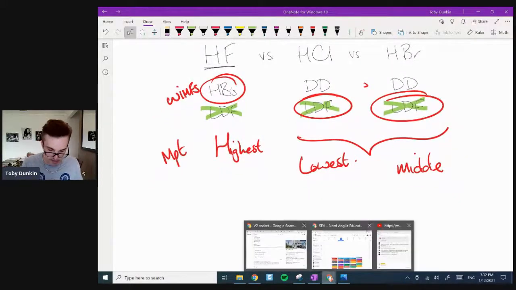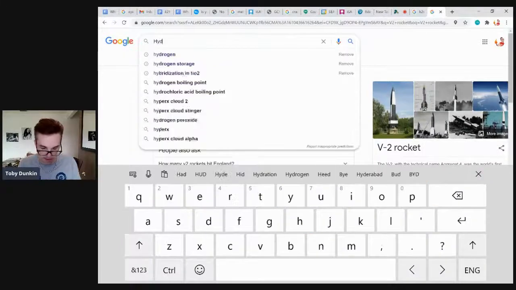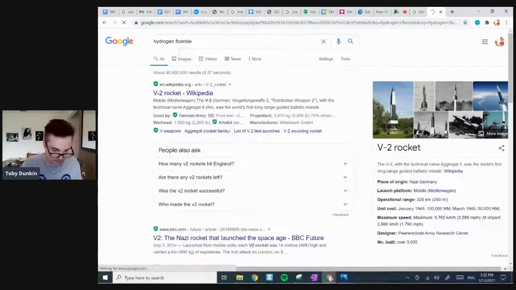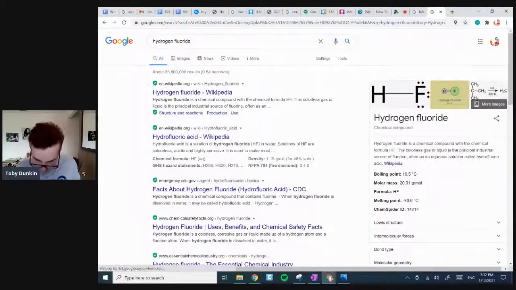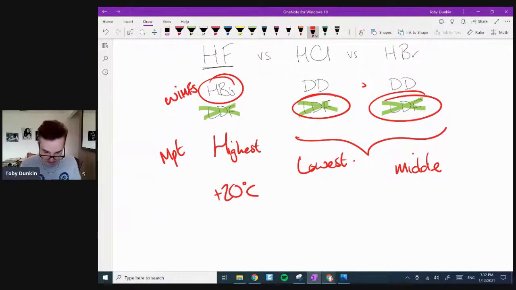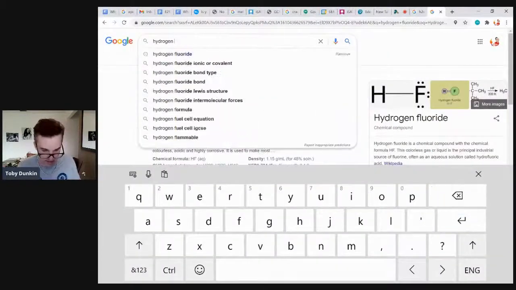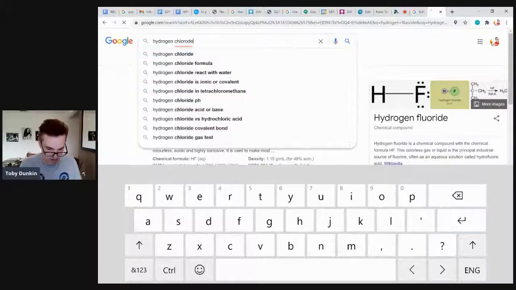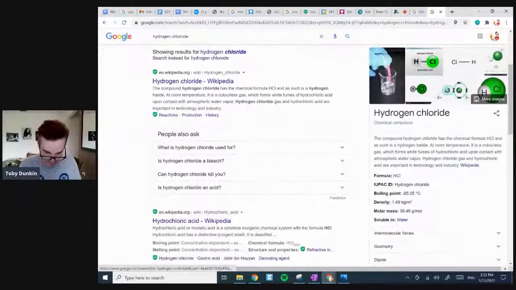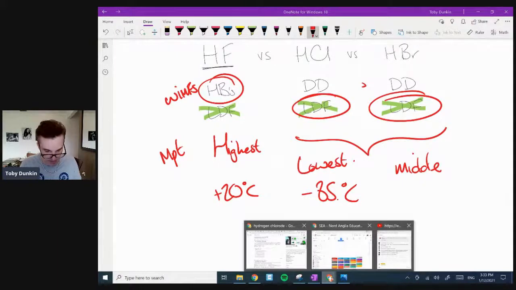And we can now check this. So the boiling point of HF, now this is where I'm not going to get this wrong. Hydrogen fluoride boiling point: plus 20 degrees C. Right, HCl. I've already done this one. Hydrogen chloride, minus 85.5 degrees C.